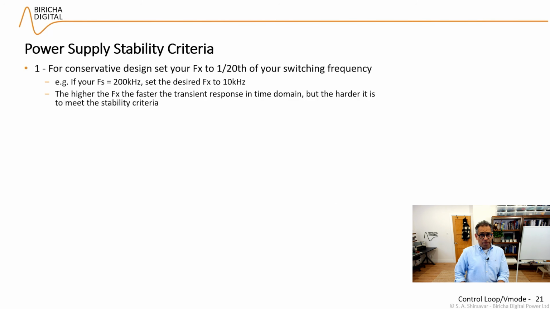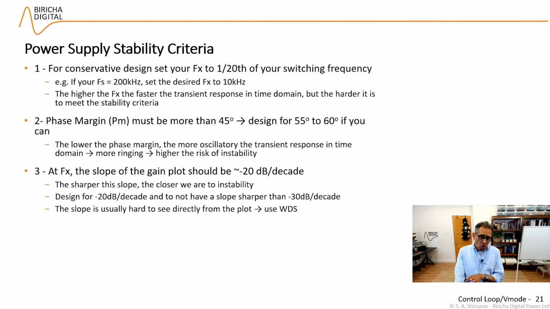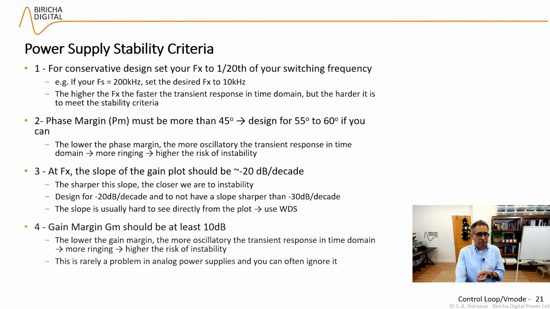Okay, so final summary, what we're going to look at. One, you're looking at crossover frequency. Typically, we try to aim for 1/20th of the switching frequency. Many books do say 1/10th. You can do so. It's just that passing the EMC test will be a little bit more difficult. 1/20th is a nice conservative design. Phase margin of around 55 to 60 degrees, certainly better than 45 degrees. Shallower slope of between -20 to -30 dB per decade at crossover frequency, and a gain margin of better than 10 dB.